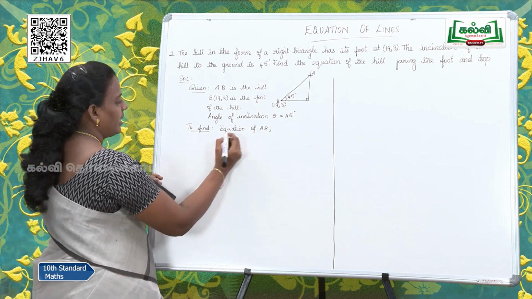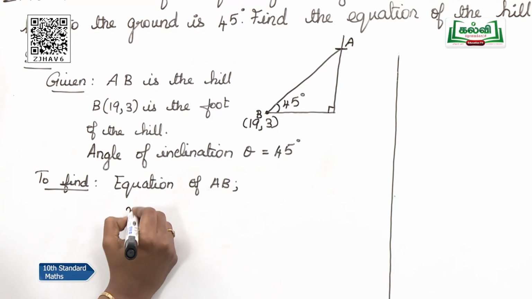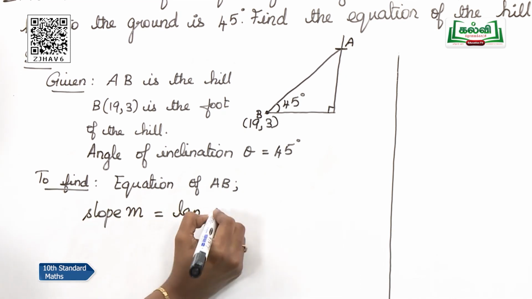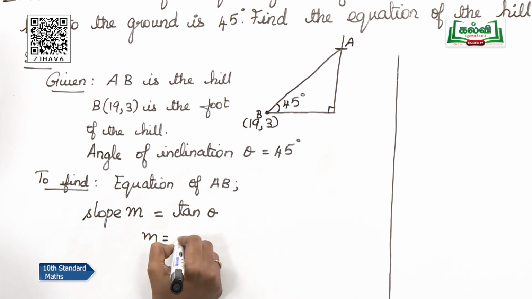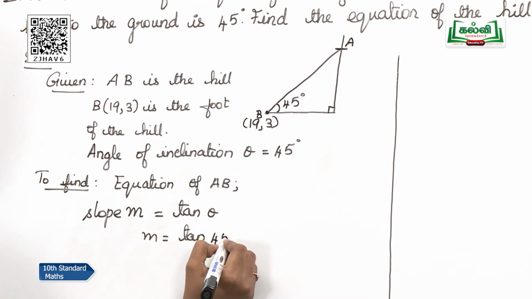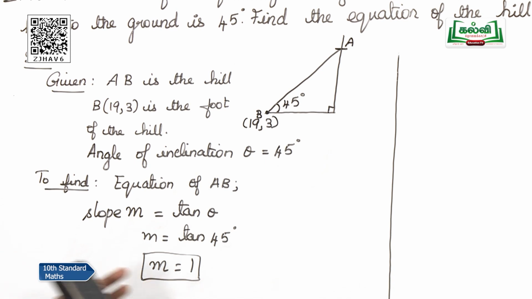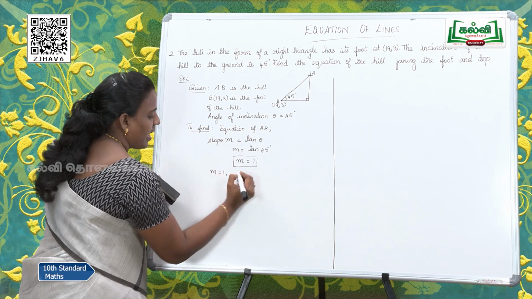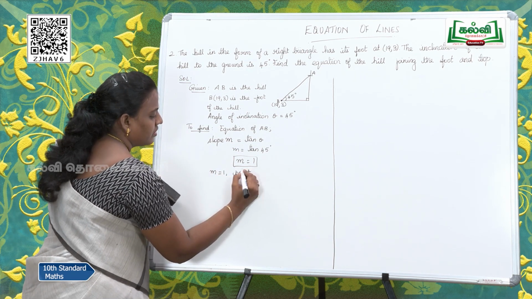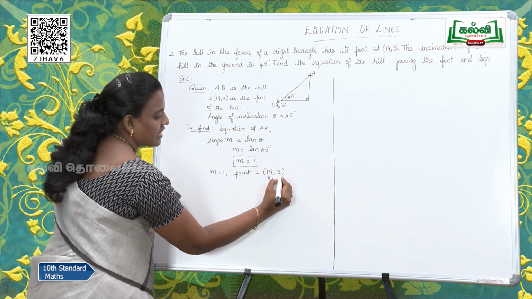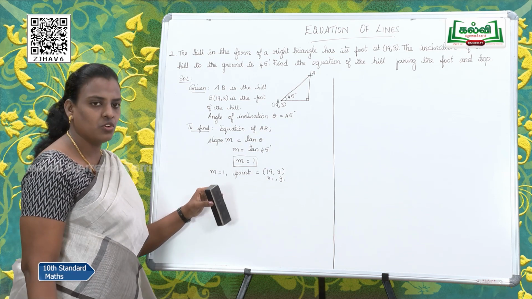Okay. So what will I do? First I will find the slope m. So slope m is equal to tan theta. So I get m is equal to tan 45 degrees. What is tan 45 degrees? 1. So I get the slope as 1. Hope you all understood till this, finding the value of the slope, which is m is equal to 1. Now the slope is 1 and the point is (19, 3). So this one I will take as x1 and y1. Now I have the slope, I have the point.